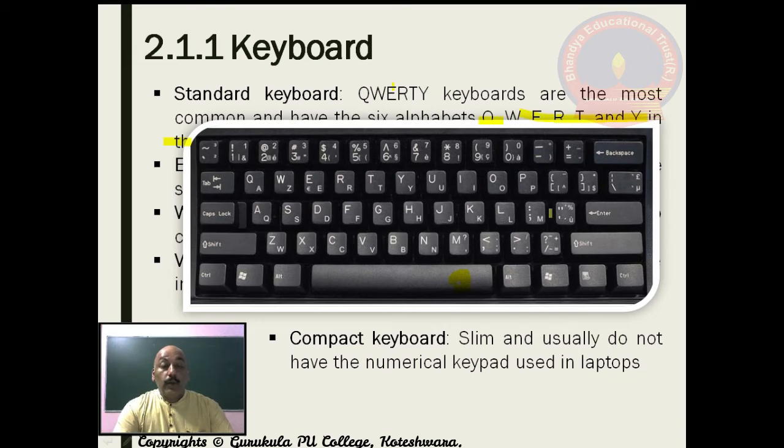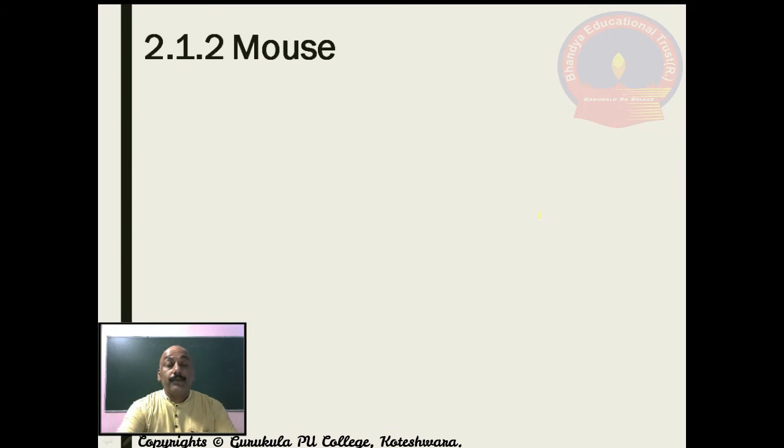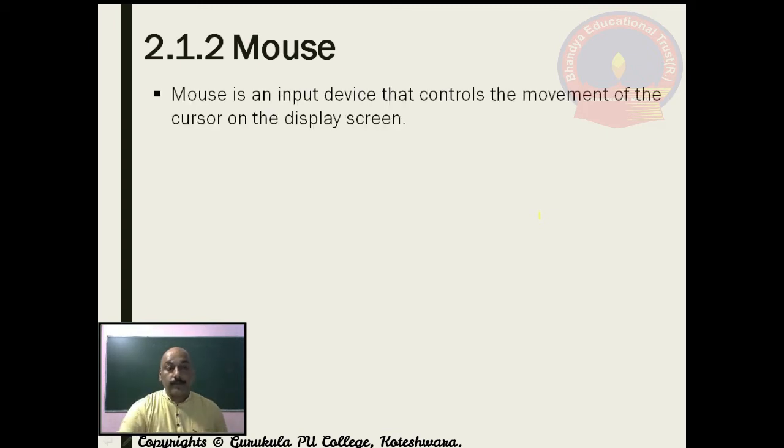Okay. So moving forward, the next one is the mouse. When this word comes, you don't think of the mouse that is in your home, not that. This is one of the input devices which we use to input data to the computer. So what is a mouse? The question comes. Mouse is an input device that controls the movement of the cursor on the display screen.